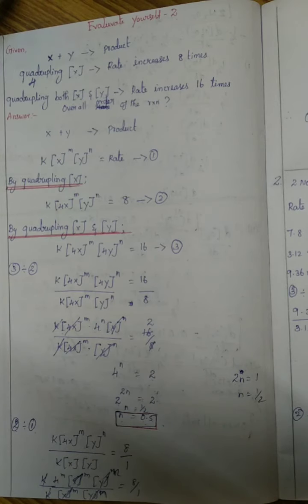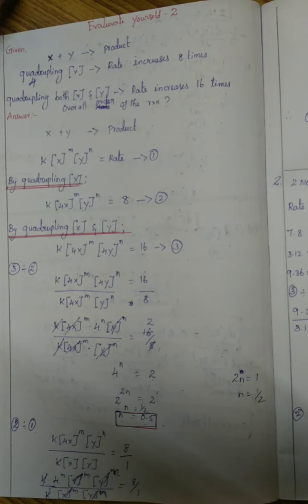Welcome to the class. In today's class, we are going to see Evaluate Yourself 2. In Evaluate Yourself 2, they were given two sums. In the two sums also, they ask us to find the order of the overall reaction. How to find the order of the overall reaction?